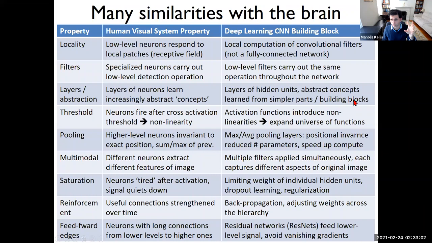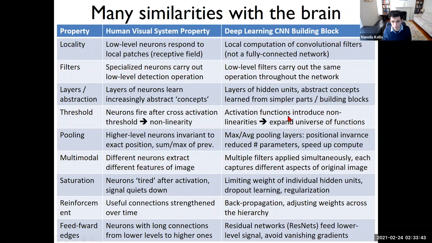The fourth concept that we saw was an activation threshold. The fact that neurons fire after some activation threshold is crossed introduces a non-linearity in the system, which makes learning possible in the first place. And in the same way, we're going to be using activation functions. So we saw ReLU, for example, this rectified linear unit. We saw softmax, we saw tangent and other functions that introduce these non-linearities and thereby expand the universe of possible functions that we can capture and encode and learn both inside our brains and inside our convolutional neural networks.